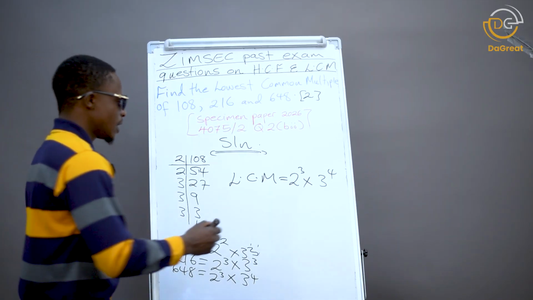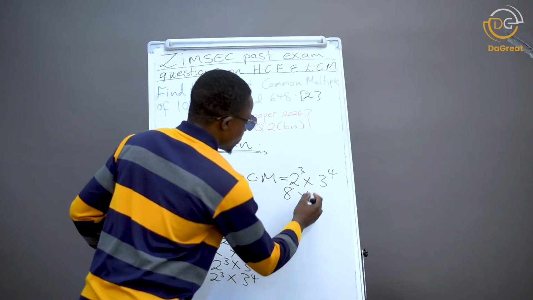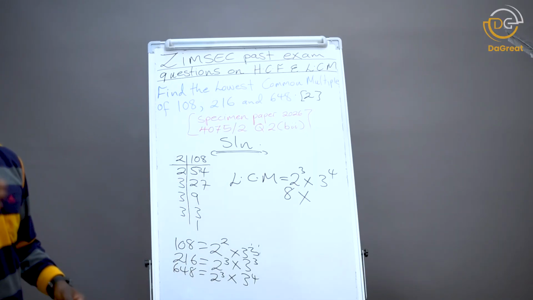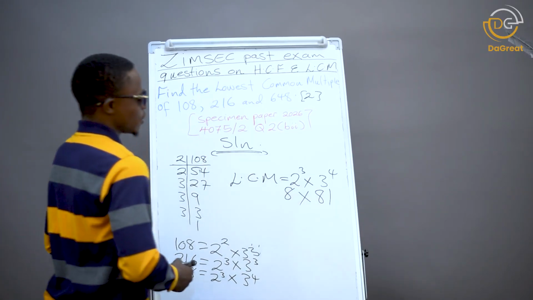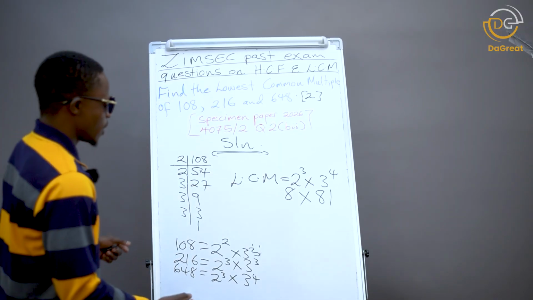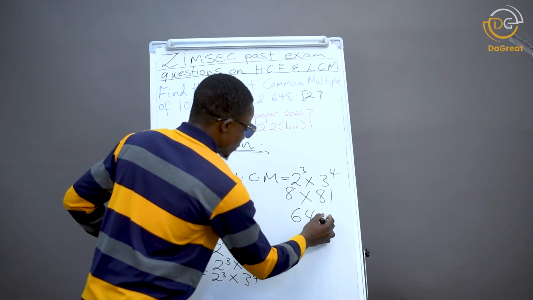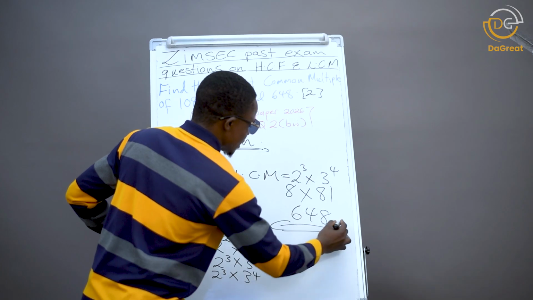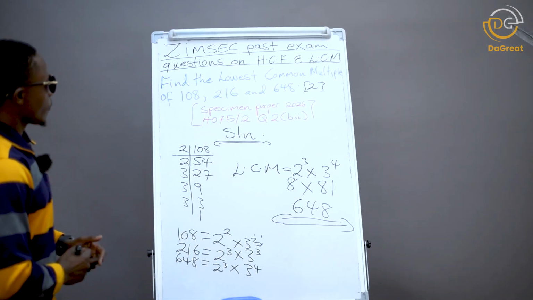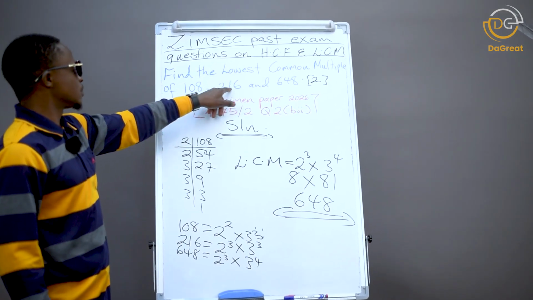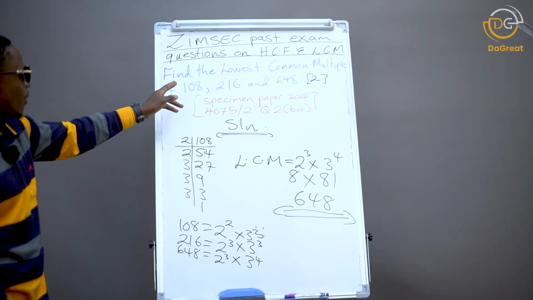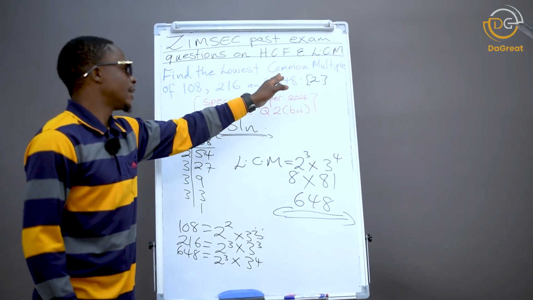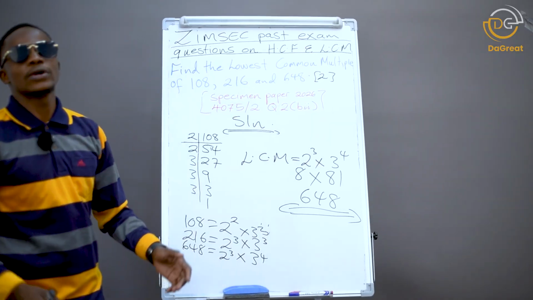2 to the power 3 is 2 times 2 times 2, which is equal to 8. Then 3 to the power 4 is 3 times 3 times 3 times 3, which is equal to 81. So if we multiply 8 times 81 we are going to get 648. So that's the LCM of 108, 216 and 648.